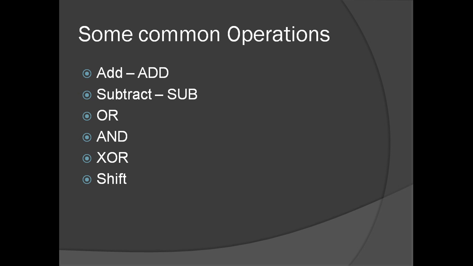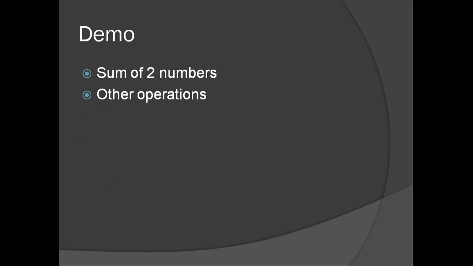Following are some of the operations which a CPU supports. One is add, which we have seen already. Another is subtraction, SUB, OR, XOR, and shift. All these operations are supported by the CPU. The CPU even supports multiplication, division, etc. So we have seen this example. I would recommend you to write a program which does AND, XOR, OR, and see the assembly instructions generated, as an exercise.